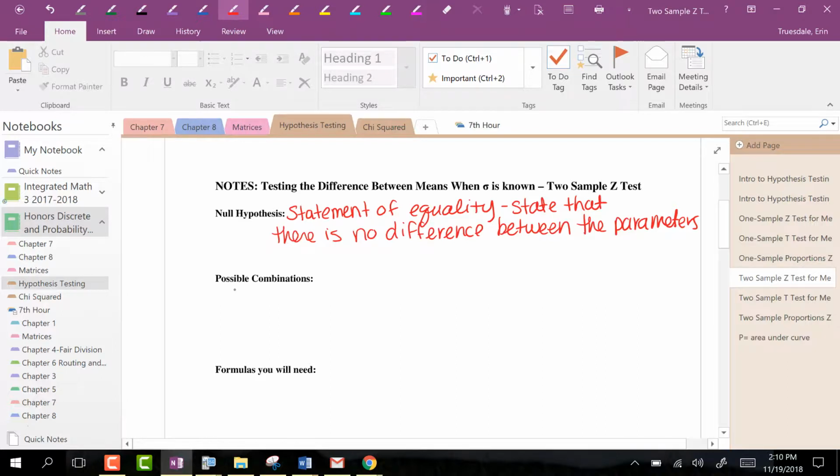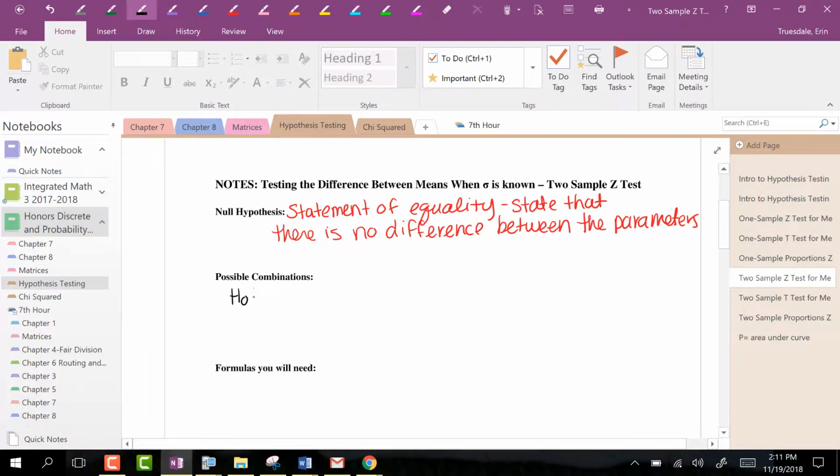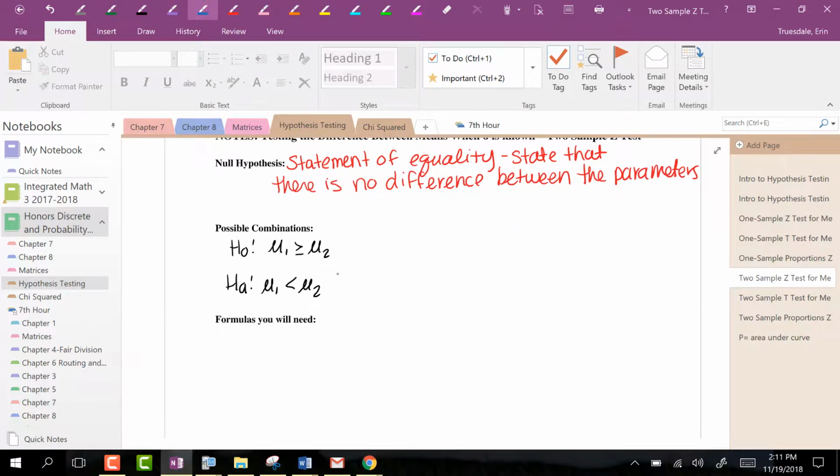Okay, so the possible combinations that you can have for H0 and HA: you can have that the mean of the first sample is greater than or equal to the mean of the second sample, and then the HA would be that the mean of the first is less than the mean of the second. This would be a left-tailed test. Okay, you can have that the mean of the first is less than or equal to the mean of the second, and then HA would be that the mean of the first is greater than the mean of the second. That would be right-tailed.